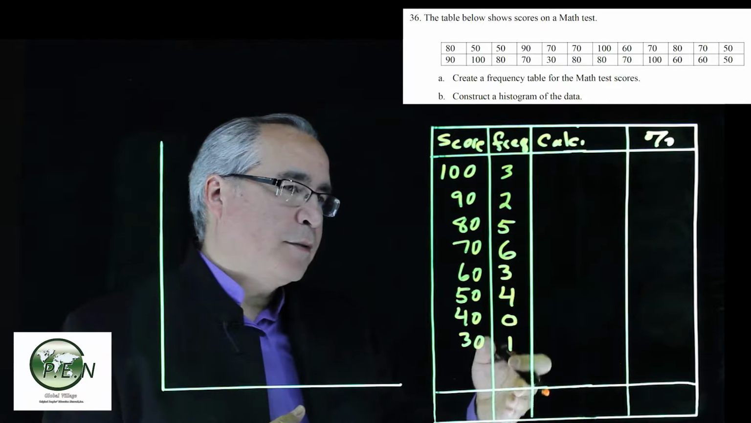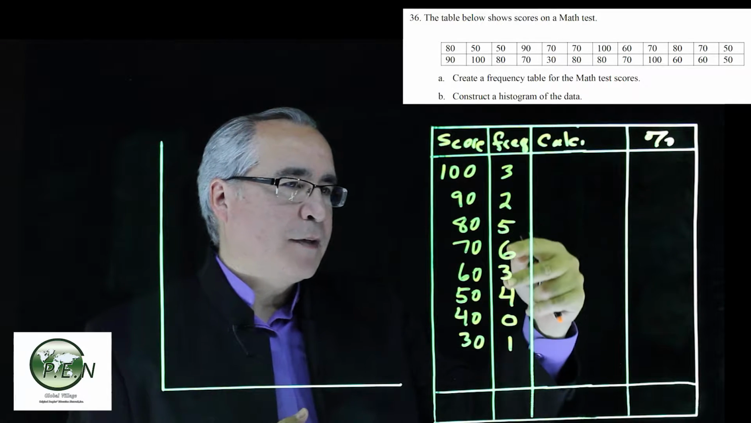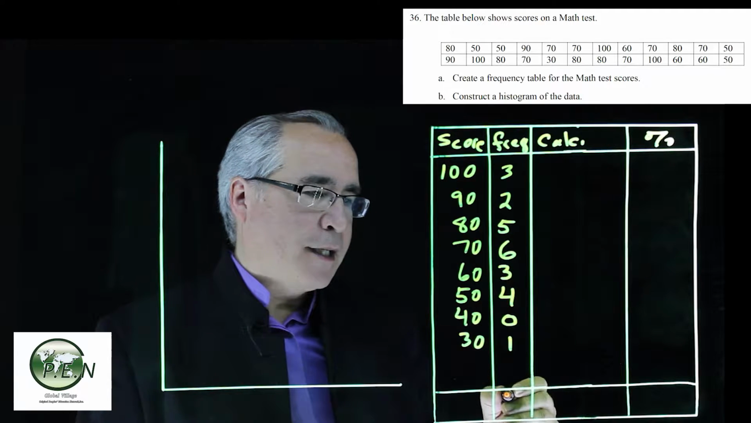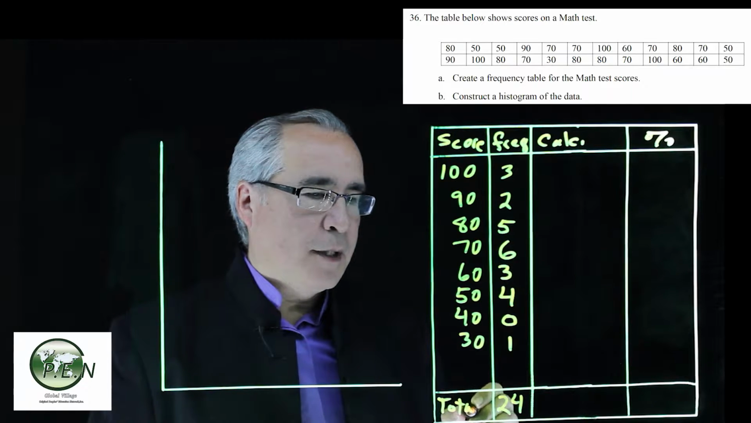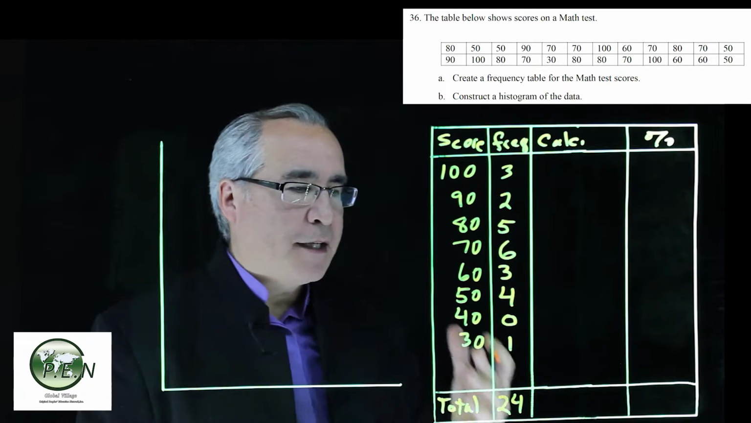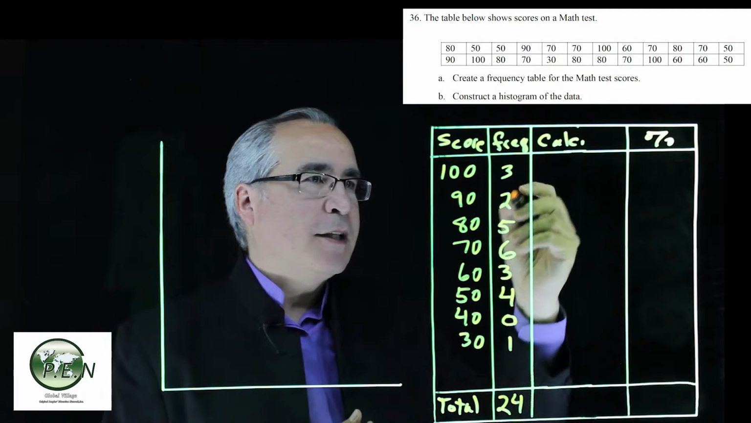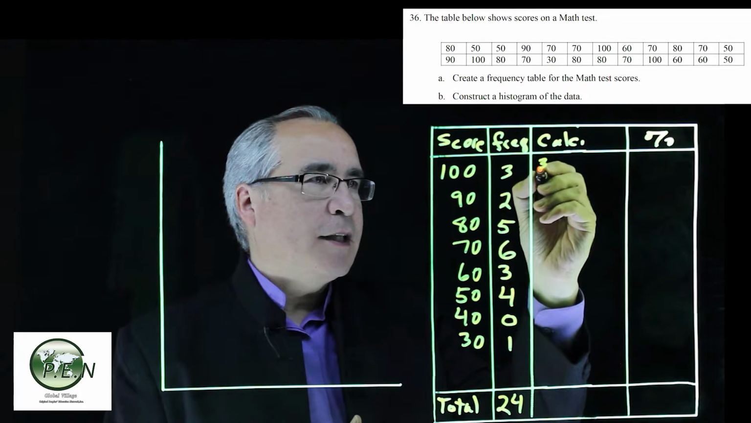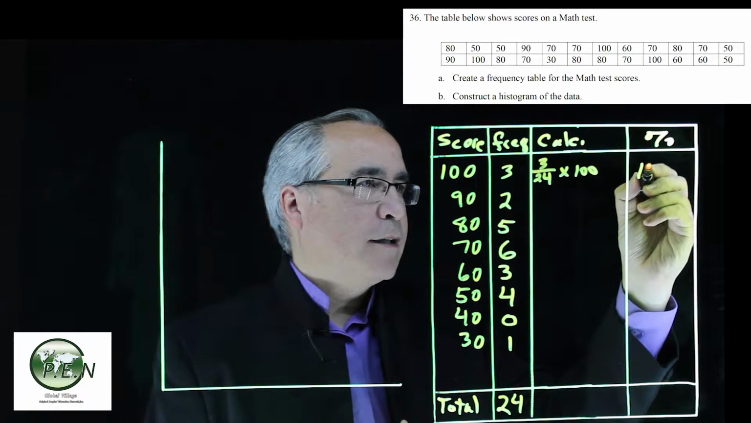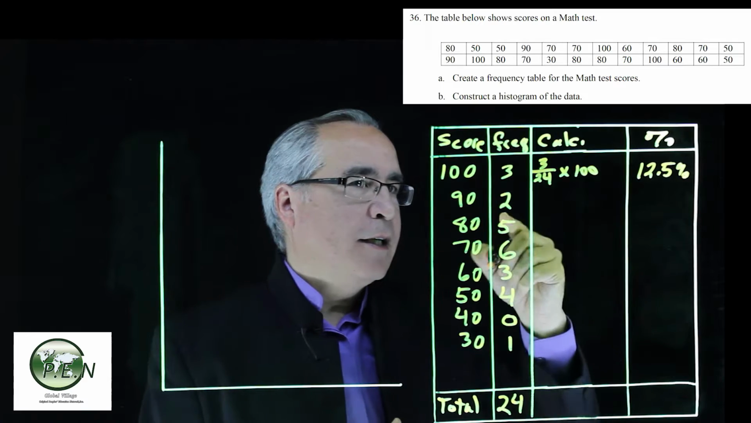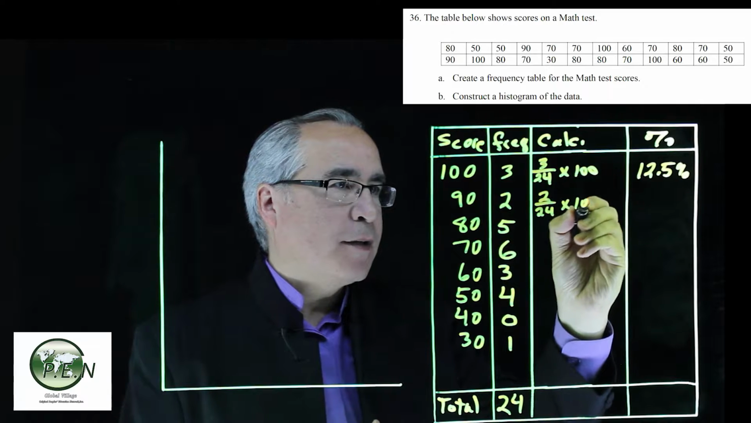So what we have to do is we have to total this list. See, there's 110. That's 5 and 5 is 10. So we've got our 24 as our total. Should make the arithmetic a little easier because our last problem had a total of 24, or a previous one anyway. So again, to calculate the relative frequency, we take the frequency divided by 24 times 100, and we get 12.5% here. The 90s, we get 2 divided by 24 times 100.